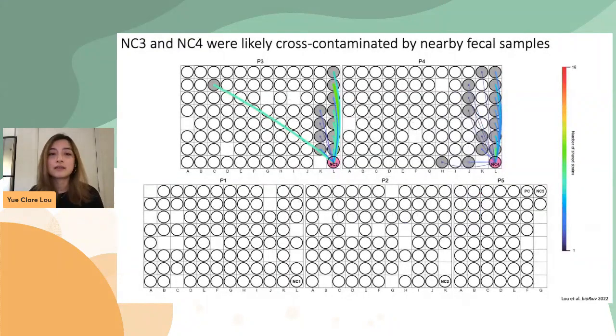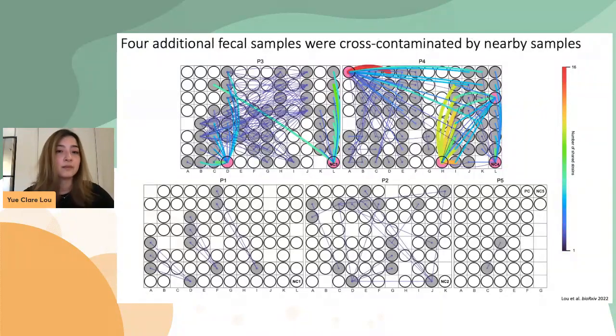So after seeing this data, we were wondering, and also worried at the time, whether any other fecal samples were cross-contaminated. To answer that, we looked for strain sharing among all sample pairs from unrelated infants. Then we visualized such strain sharing patterns in the context of DNA extraction plates. And this is what we saw. P3 and P4 look quite busy, while P1, P2, and P5 look quite clean.